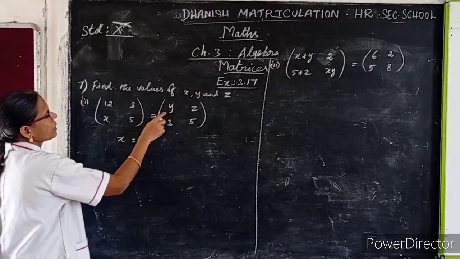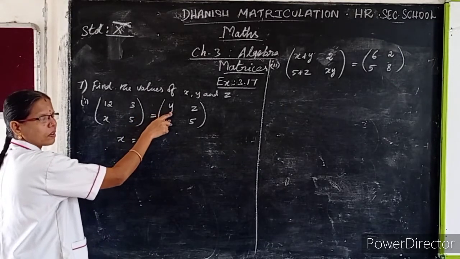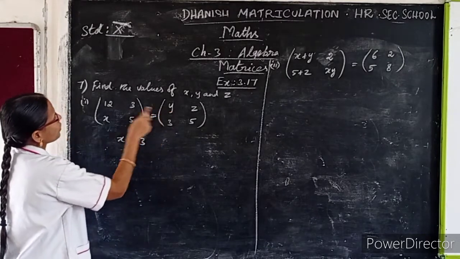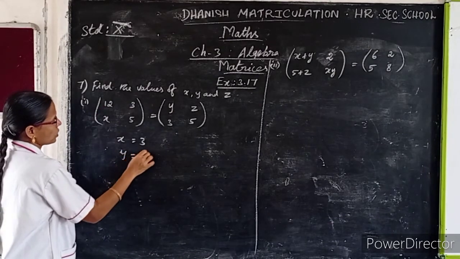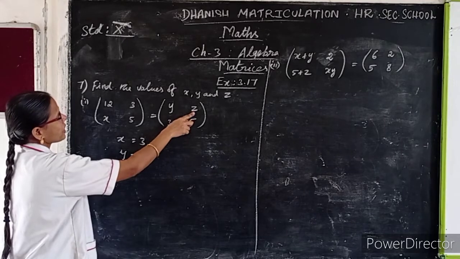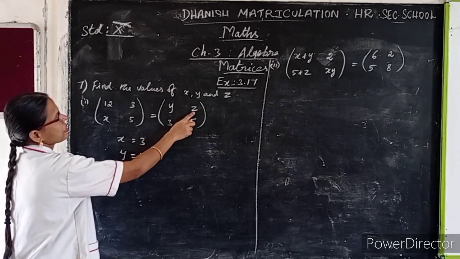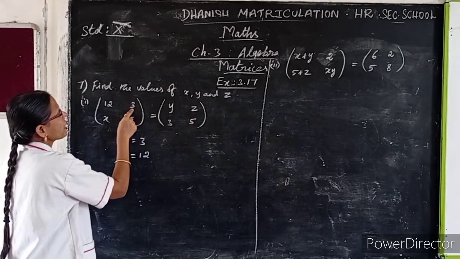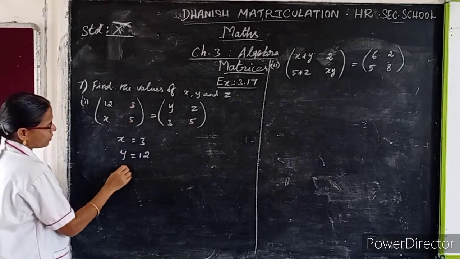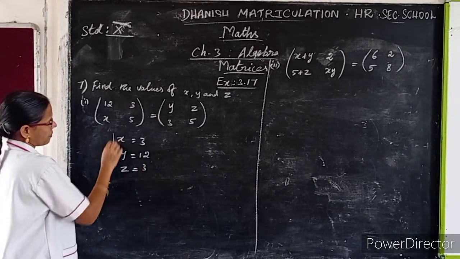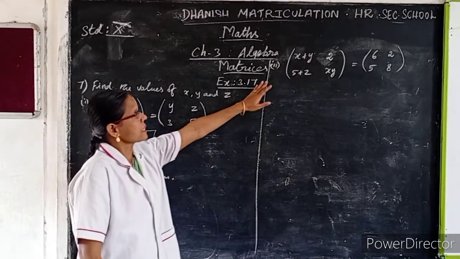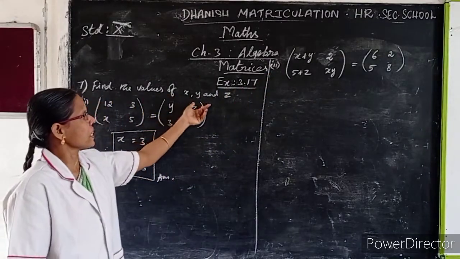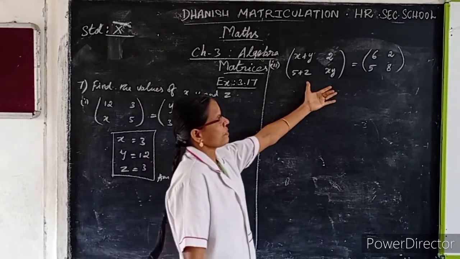Here our variable y is in the A11 position. Here the A11 position is 12. Therefore, y is equal to 12. Here our variable z is in the A12 position. Here the A12 position is 3. Therefore, z equal to 3. So those are the values. Here, second subdivision. Find the values of x, y and z for the given equation.